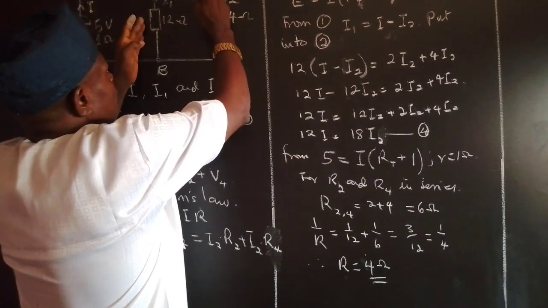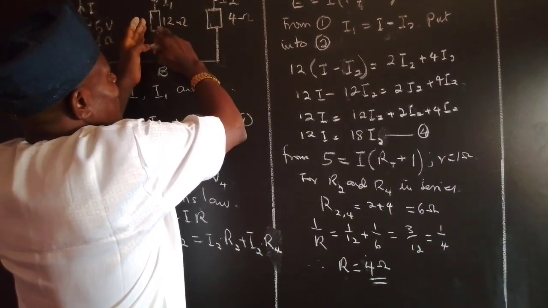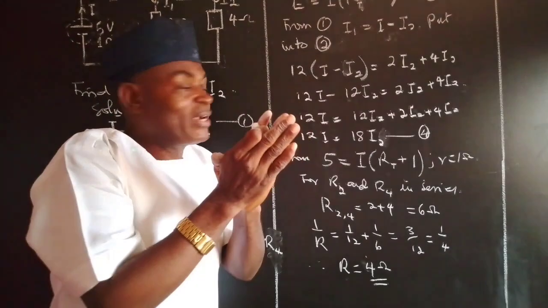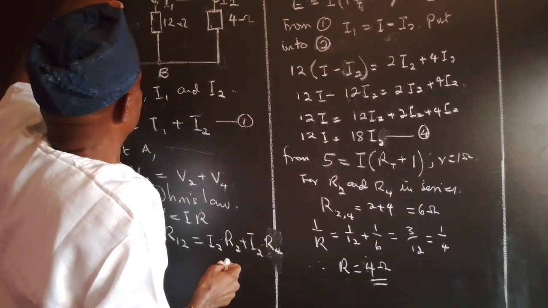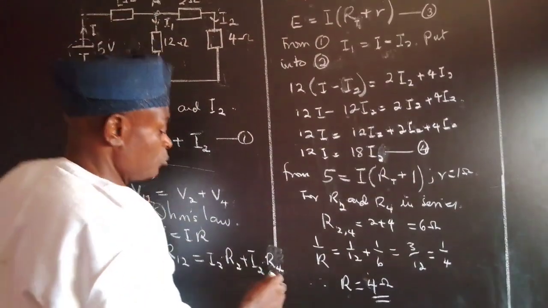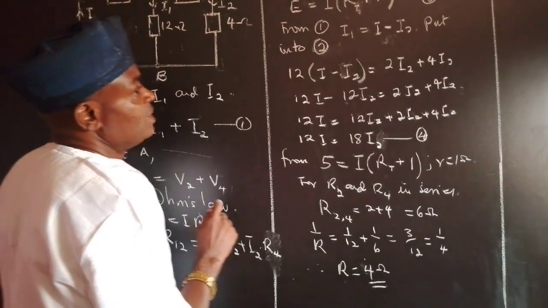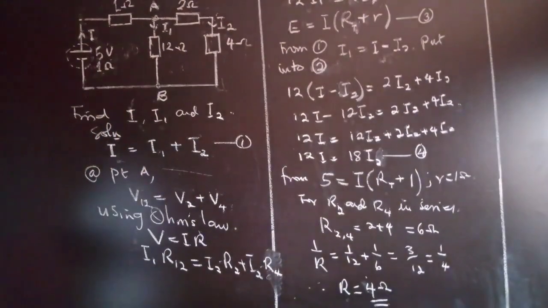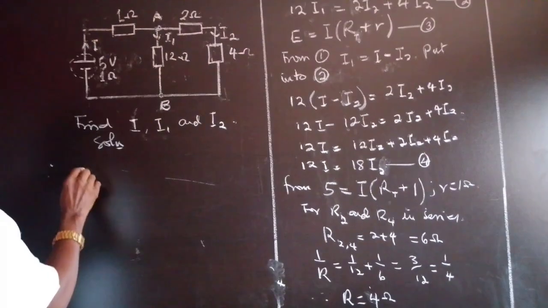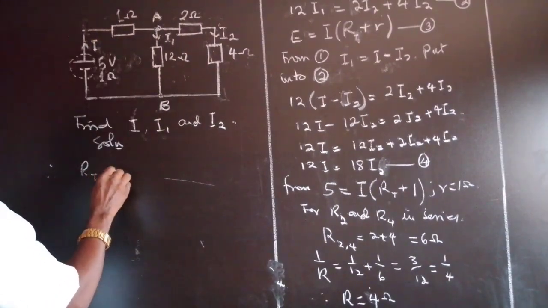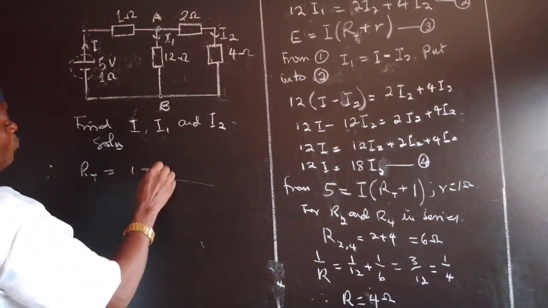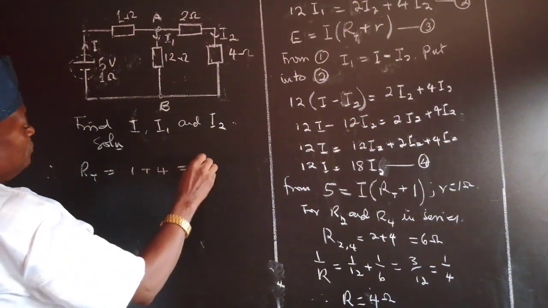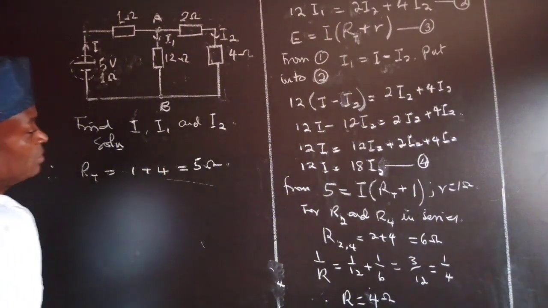Now, the result of this, and that, is going to be in series with the 1 ohm. So the total resistance in the circuit is equal to 1 plus 4. That's going to give us 5 ohms.